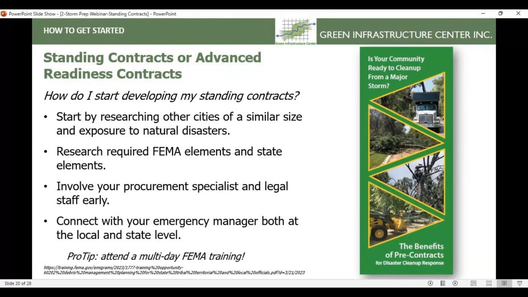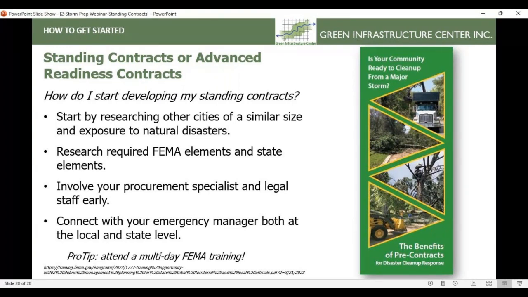Yeah, and that's how I started. I took the debris management for state, local, and tribal officials. I think it is offered online now, so you don't have to travel and spend a week in Emmitsburg, Maryland, like I did.